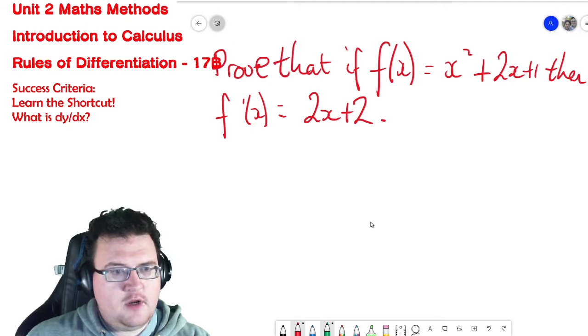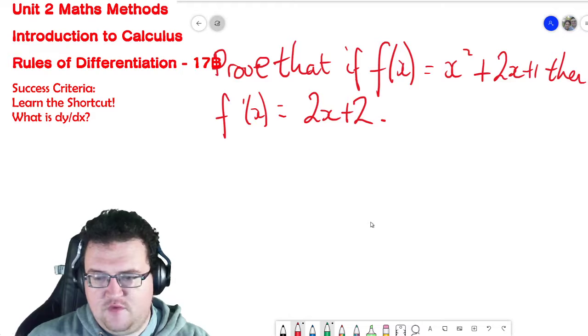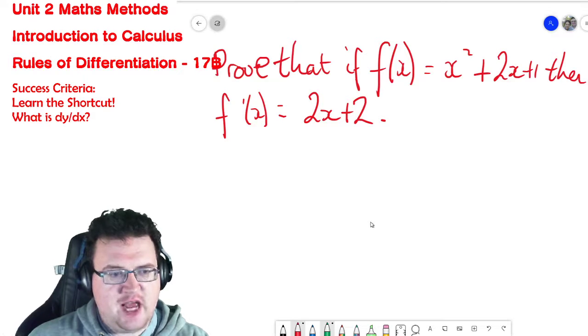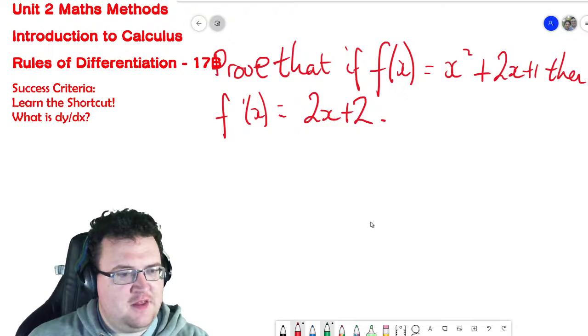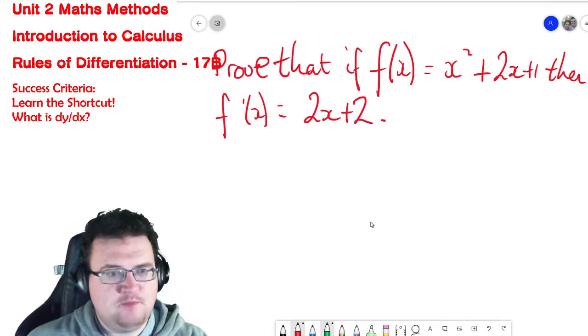Good afternoon, everyone. What we're looking at today is moving from first principles into the actual shortcut rule, which I think will make a lot of people happy and a lot of people mad at me that I made you go through first principles in the first place.